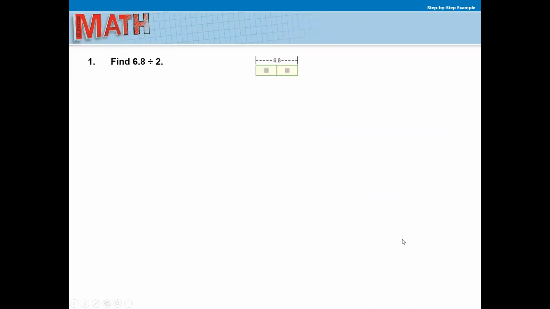Find 6 8/10 divided by 2. So here we're visualizing a bar diagram of what 6 8/10 broken into 2 equal parts looks like. Estimate. 6 divided by 2 is 3. 6 8/10 divided by 2 turns out to be 3 4/10.